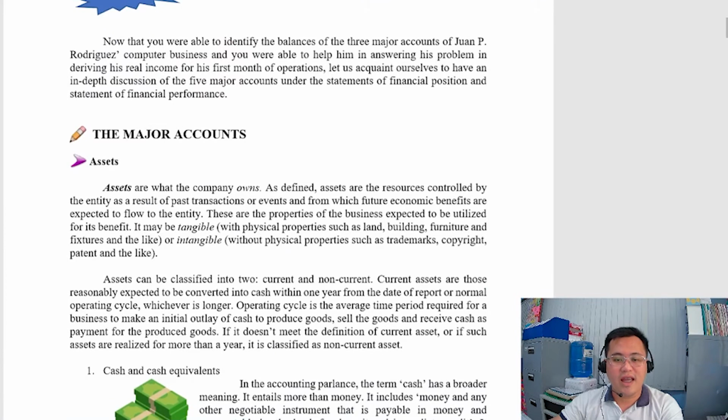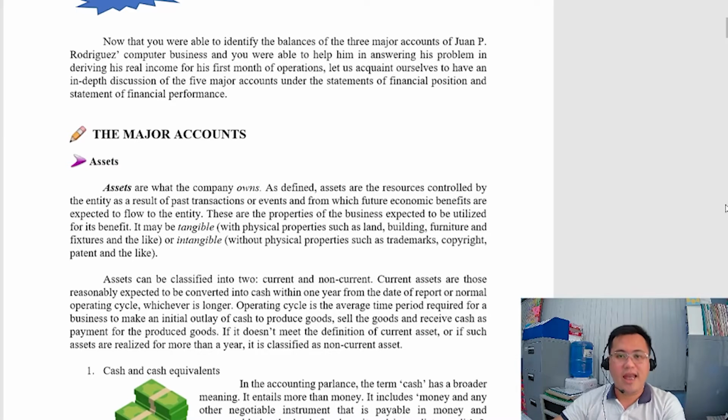Now that you were able to identify the balances of the 3 major accounts of Juan P. Rodriguez computer business, and you were able to help him in answering his problem in deriving his net income for the first month of operations, let us acquaint ourselves with an in-depth discussion of the 5 major accounts under the Statement of Financial Position and Statement of Financial Performance. So what are then our 5 major accounts?